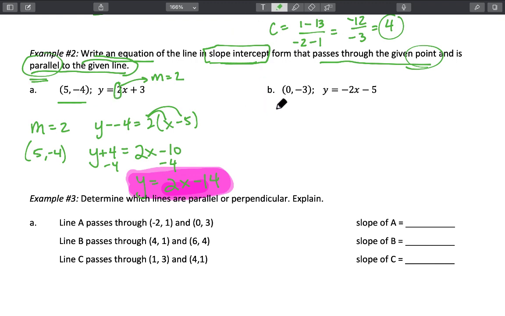All right, pause the video right now, and you try example B following the work that we just did over here in example A.